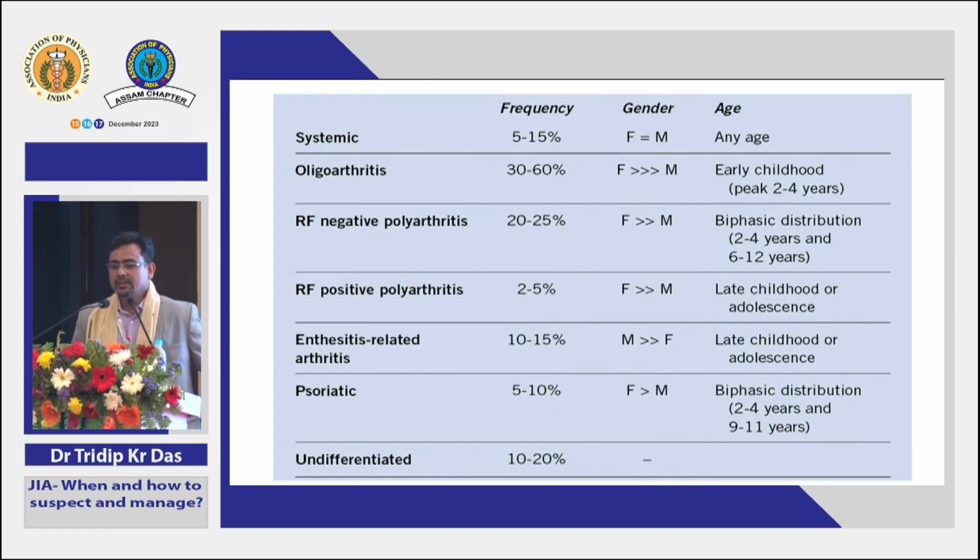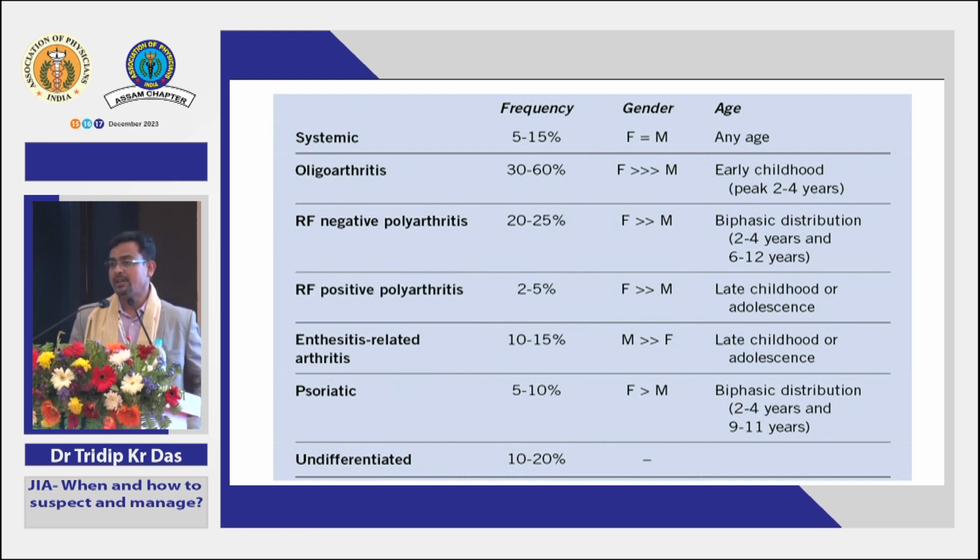So what is the frequency of involvement? Basically, oligoarthritis is the most common form of JIA in every case, followed by RF negative polyarthritis and enthesitis-related arthritis. Now, if you talk about gender, in most cases there is a female preponderance, except in enthesitis-related arthritis and in systemic arthritis, where in enthesitis-related arthritis there is a male preponderance, and in systemic arthritis both male and female are equally involved.